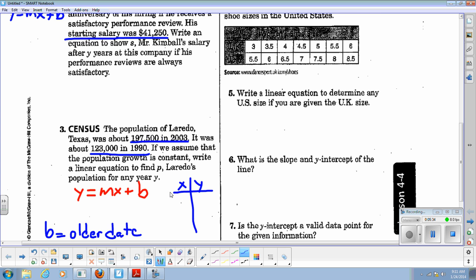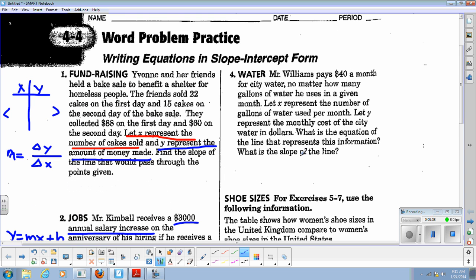When you get done, let's try number 4. Number 4, Mr. Williams pays $40 a month for city water, no matter how many gallons of water he uses in a given month. This is a key phrase in that sentence, no matter how many gallons of water he uses. Let X represent the number of gallons of water used per month. Let Y represent the monthly cost of the city water in dollars. What is the equation of the line that represents this information?